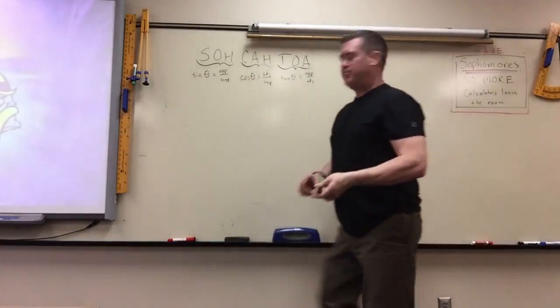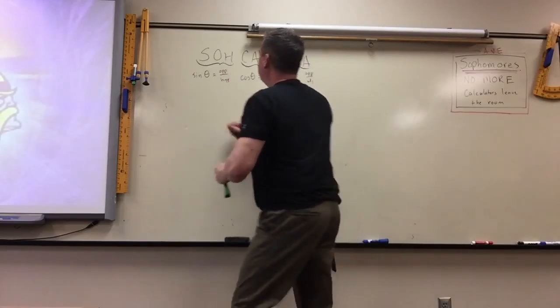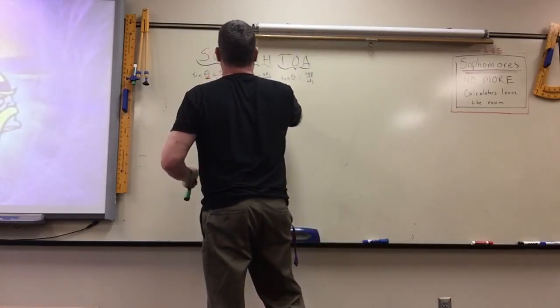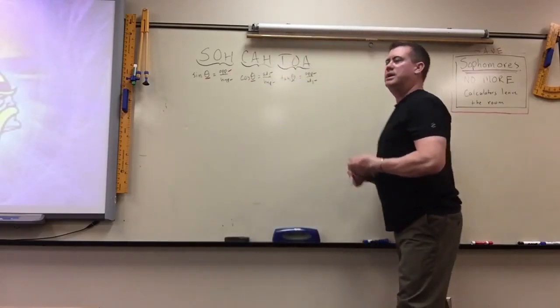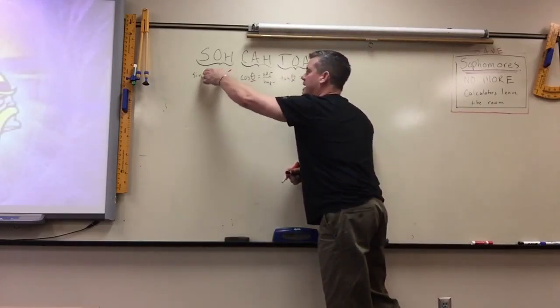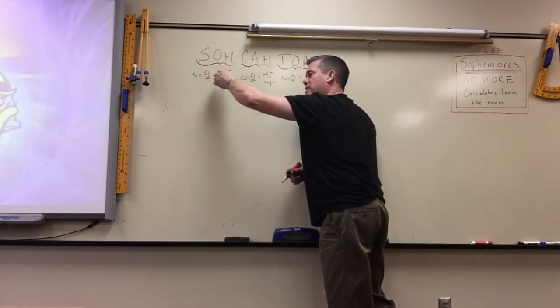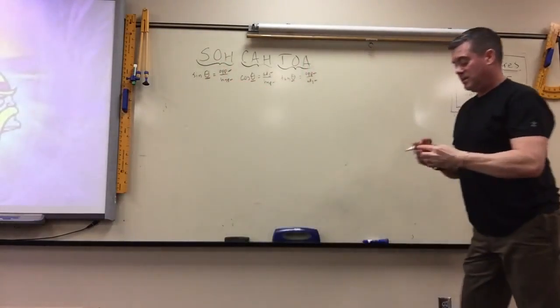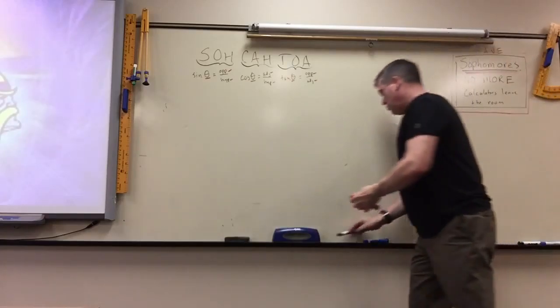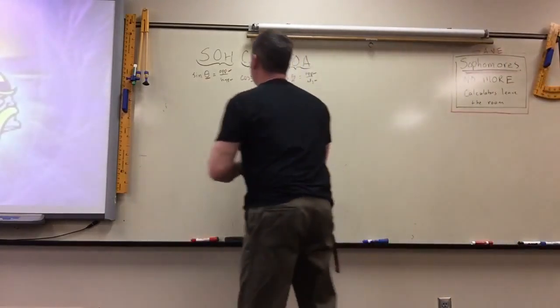When you set these up, one of these three things is going to be missing. You're going to know two of them. You're either going to know a side and an angle, or eventually, the last thing we do is the two sides and you're finding the angle.